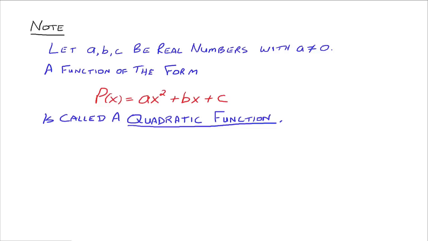All right, so make note, let A, B, C be real numbers with A not equal to 0. So a function of the form P of X equals AX squared plus BX plus C, where A, B, and C are real numbers and A is not 0. Any function of this form is called a quadratic function. Right, so it's got this X squared running around is really what it boils down to.